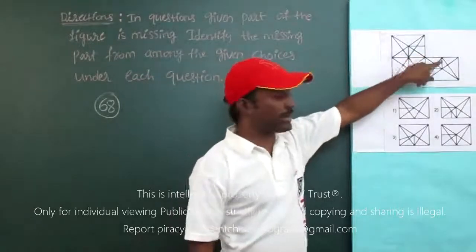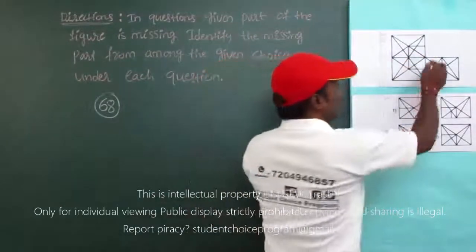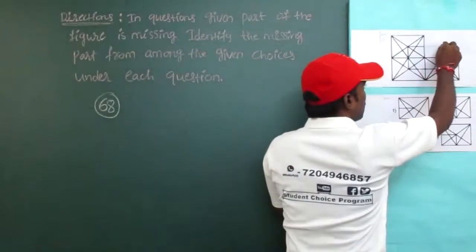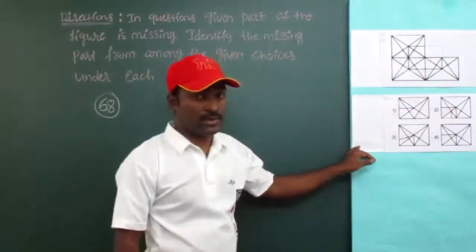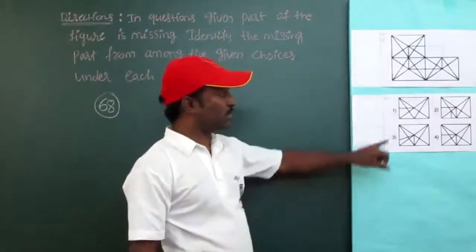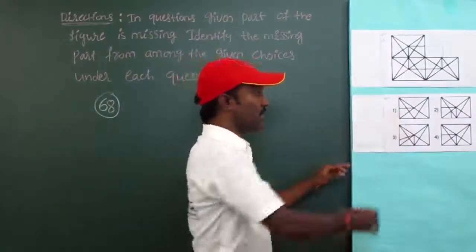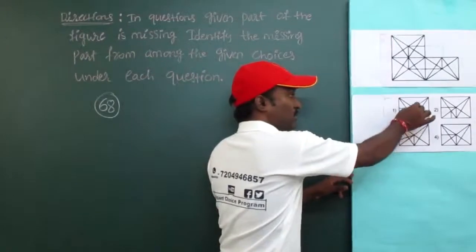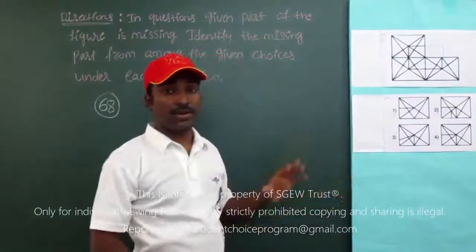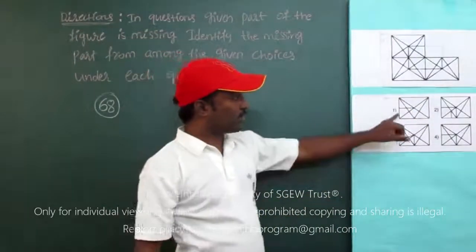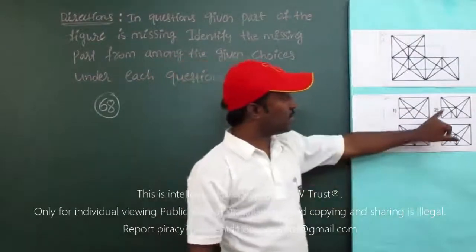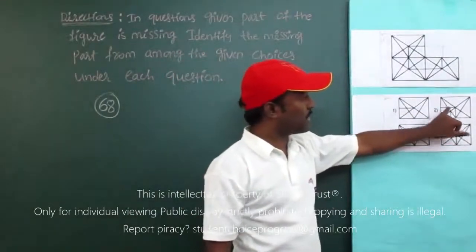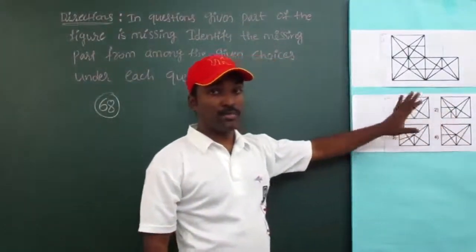To complete this rectangle, we need a line like this. Okay, a line like this is needed. Now if you see the options, the first option does not have this line, which should be present for completing the rectangle. So the first option is the wrong option. Now moving to the second option. The second option has both the lines, like this. That may be my correct option.